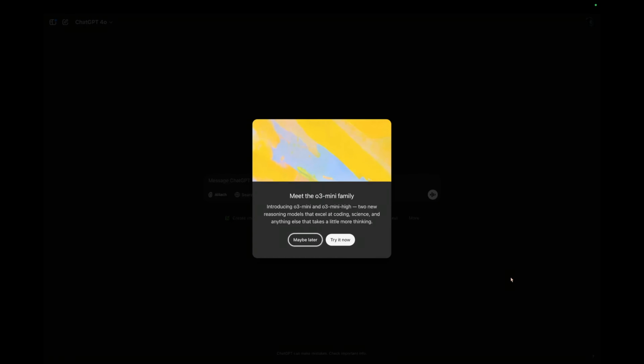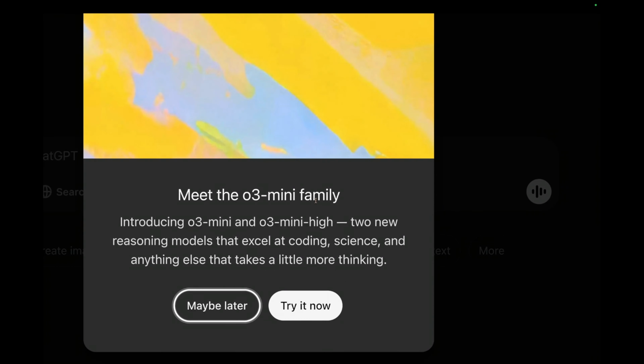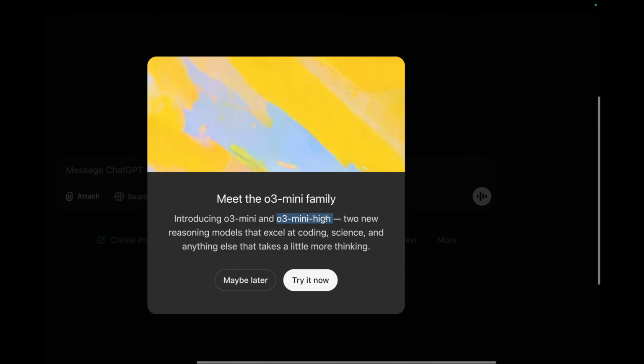Finally, we have O3 Mini in our hands. And in fact, it's not just O3 Mini. Actually, it has brought its family together. That is, we are getting O3 Mini and O3 Mini High. Two new reasoning models that excel at coding, science, and anything else that requires a little more thinking. Try it now. Why not?